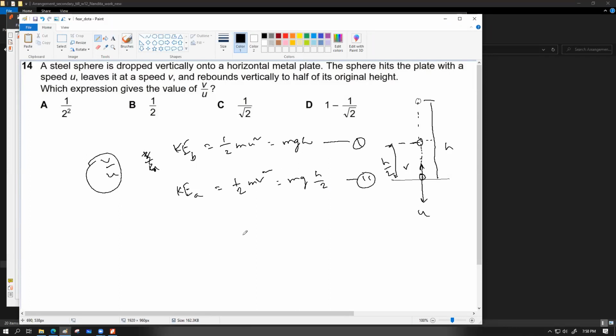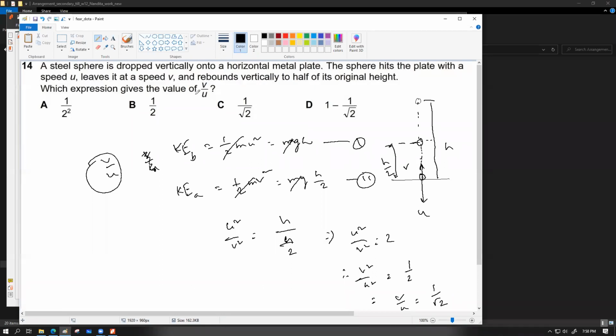If I divide these two equations, half m crosses out, mg crosses out. So you're going to get u square by v square equals h divided by h by 2, which gives 2. So u square by v square equals 2, so v square by u square equals half, which gives v by u equals 1 by root 2. So that's basically the calculation. We have to somehow incorporate the GP information into the kinetic energy information to get this ratio out.